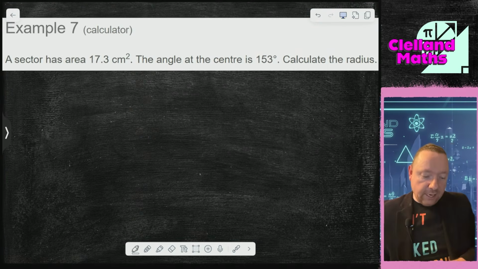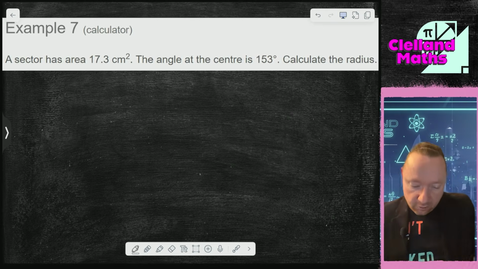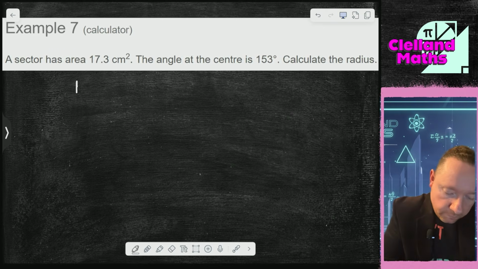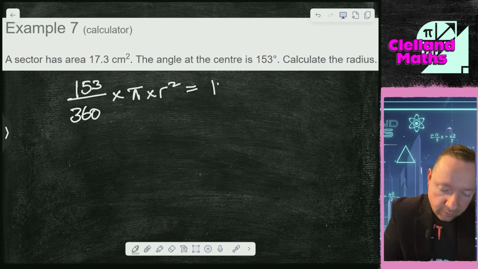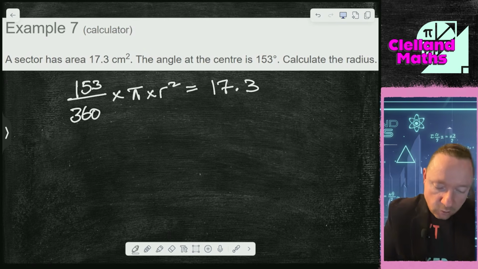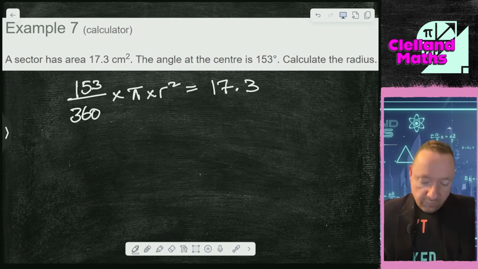Example 7. A sector has an area of 17.3 centimetres squared. The angle is 153 degrees at the centre. Calculate the radius. Angle over 360 times pi times r squared equals the area of 17.3, which is told to us. So we'll just work backwards from there.